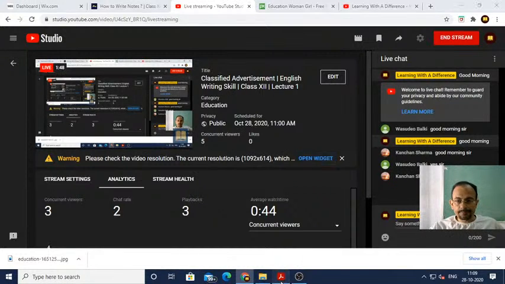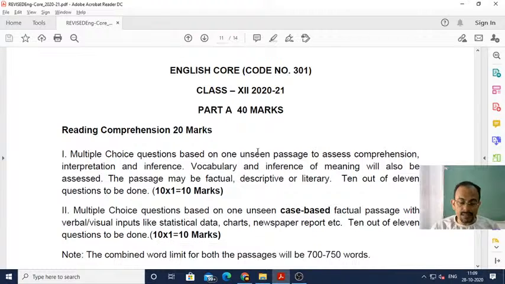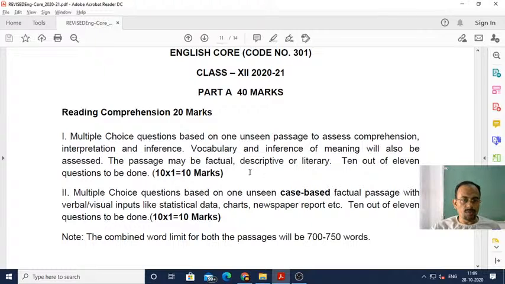But before that, you can have a look here at the customized syllabus. CBSE has revised your syllabus, they have reduced your syllabus up to 30%, and this is the revised pattern of questions as well as syllabus. I'm just displaying it for your reference. You can see and understand the pattern of questions. From reading comprehension there will be 20 marks. See how these 20 marks are divided.